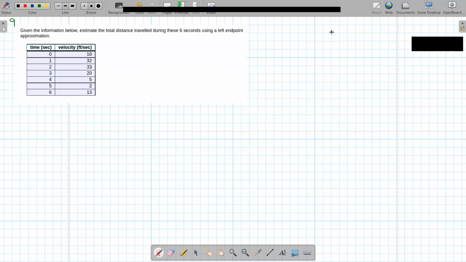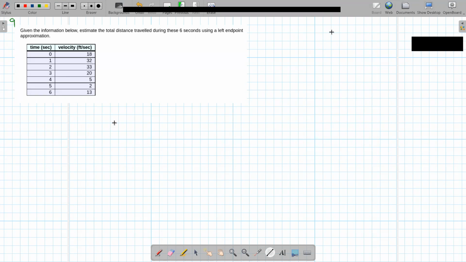Often to wrap my mind around problems like this, I need to draw a picture. So I'm going to sketch this situation out to try and solve it. I want to try to find the total distance traveled during these seconds using the idea of a left endpoint approximation. And to identify what a left endpoint approximation is, a picture helps enormously.